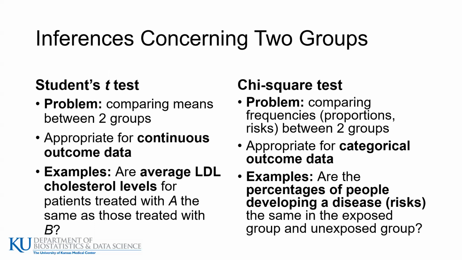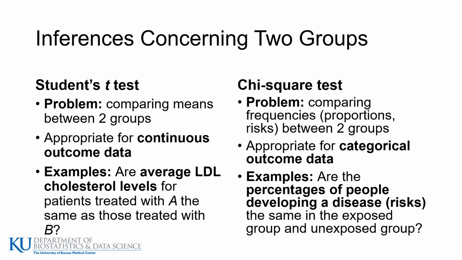We looked at the one sample t-test. There's also the student's t-test, which allows us to compare the means between 2 different groups. This is appropriate for continuous outcome data. So as an example, our average LDL cholesterol levels for patients treated with treatment A versus those treated with some other treatment B. So this is used with continuous outcome data when we have 2 groups.